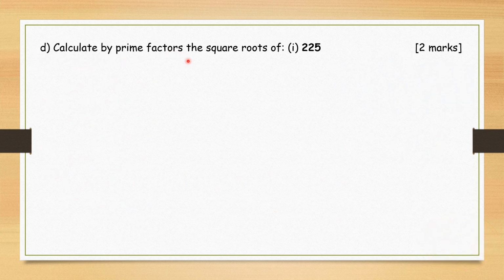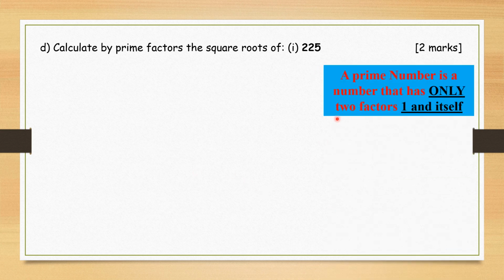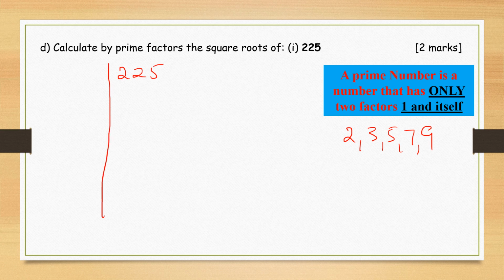Calculate by prime factors the square root of 225. So we need to remember that a prime number, this is a method of finding the square root of a number. A prime number is a number that has only two factors, 1 and itself. So the first 5 prime numbers are 2, 3, 5, 7, and 9. So we're going to write 225, and we're going to divide again using only prime numbers.